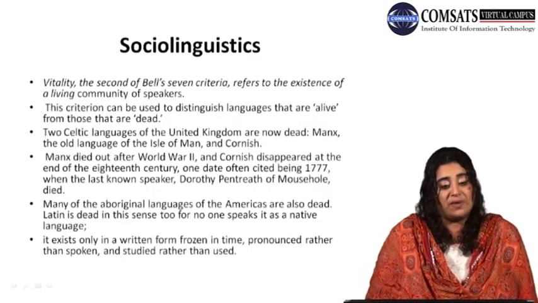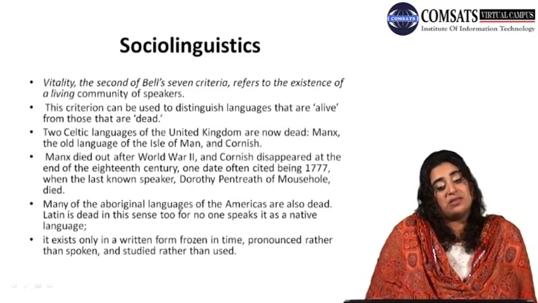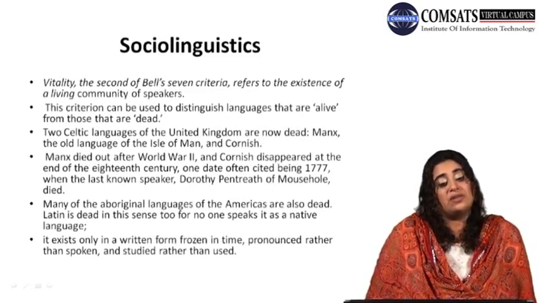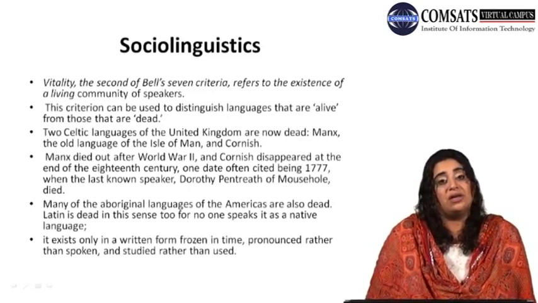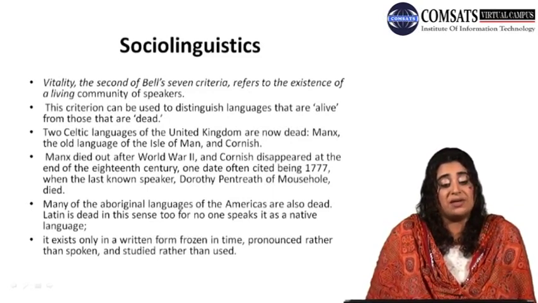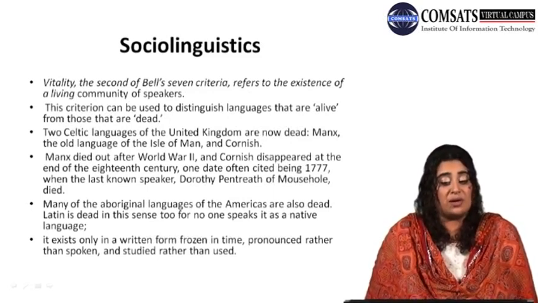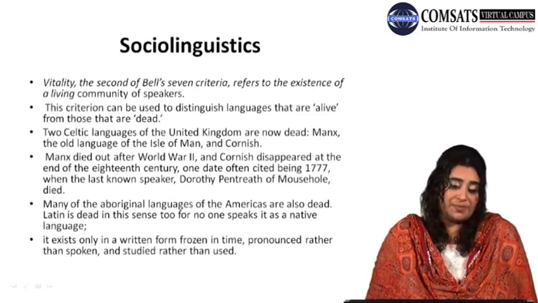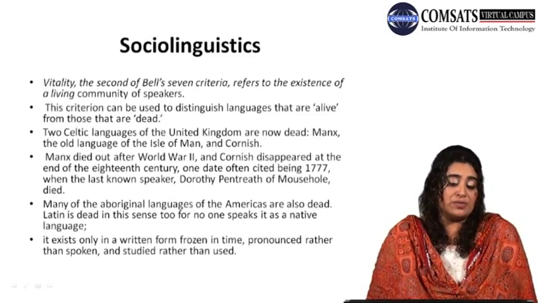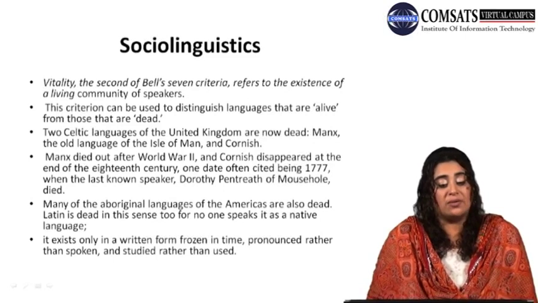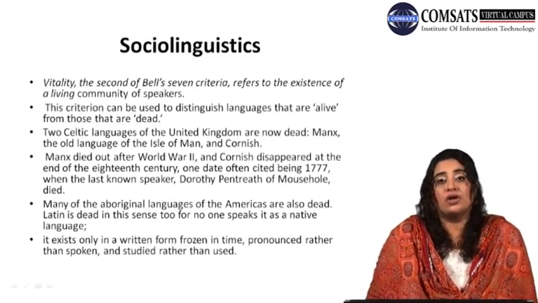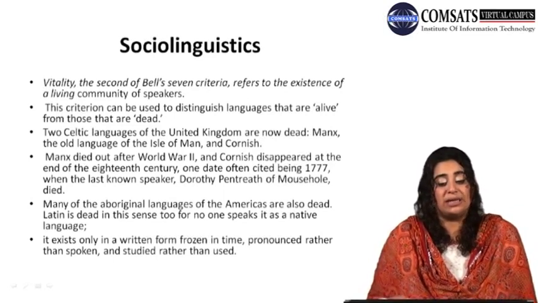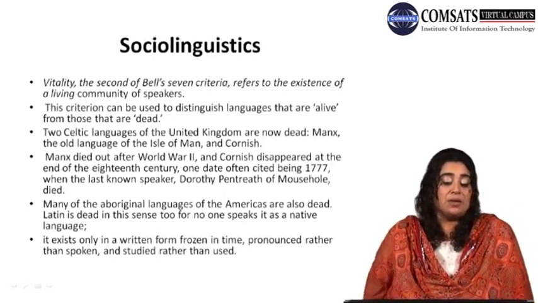So vitality, the second of Bell's 7 criteria, refers to the existence of a living community of speakers. Now, this criterion can be used to distinguish languages that are alive from those that are dead. So, 2 Celtic languages of the United Kingdom are now dead: Manx, the old language of the Isle of Man, and Cornish.